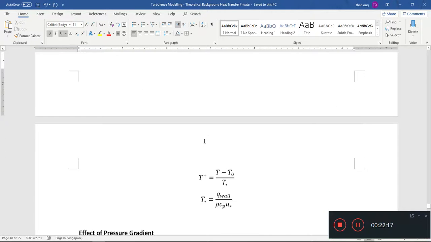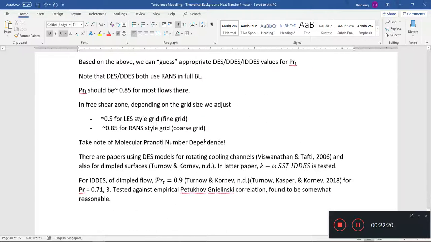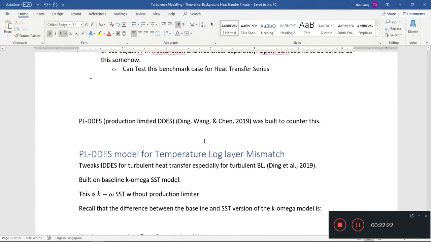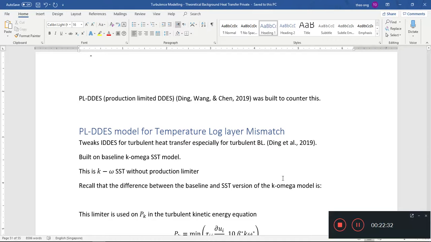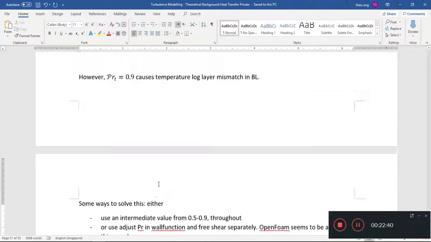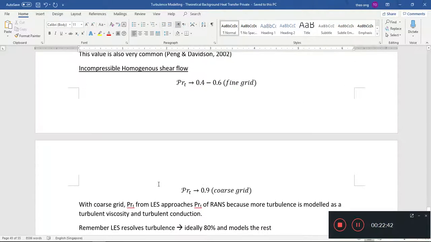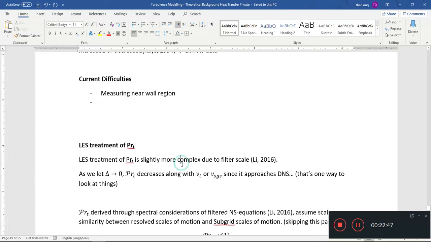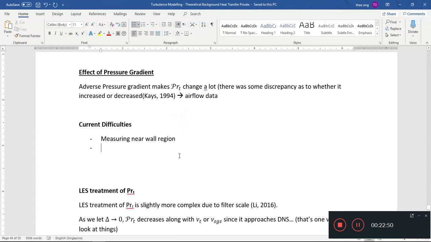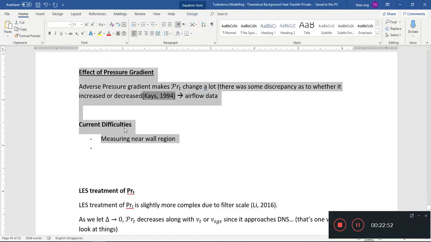One of these turbulence models which you can use in a DDES is called the Production Limited DDES by Ding, Wang and Chen. It was built to counter this log layer mismatch, especially if you use a constant Prandtl number throughout. But this is a hybrid RANS and LES model, so I won't touch on it just yet. In fact, before I touch it, I need to cover the LES treatment of the turbulent Prandtl number. There's a fair bit of ground to cover.